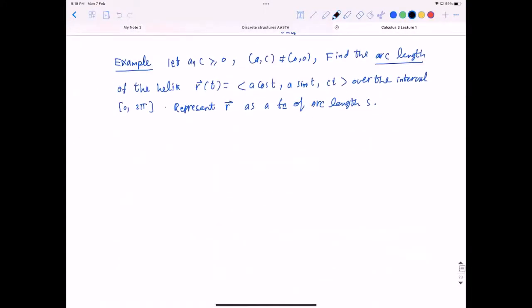So let's solve this example. You are given a helix, vertical helix. This is, as you see, a cosine t and a sine t. This is a circle, but we are not in 2D. So we have to look at Z. Z is not fixed, so we are not in a plane. It's not a circle. This circle is moving up in the Z direction.